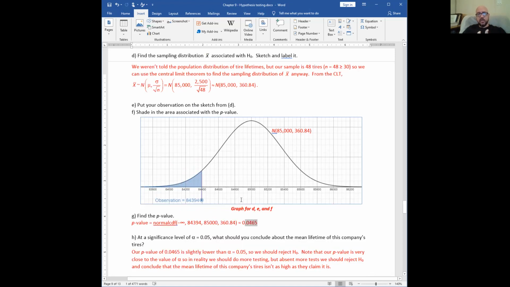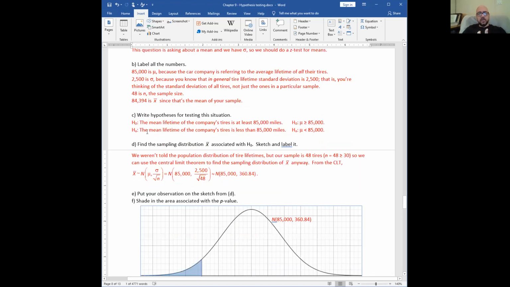Remember that our hypotheses were that the mean lifetime is at least 85,000 miles, or the mean lifetime is less than 85,000. Well, we rejected the null hypothesis, so our conclusion is that the mean lifetime of these tires is less than 85,000 miles, which is bad for the company. We're essentially saying we have enough evidence to suggest that you are being dishonest with your statement about your tires.